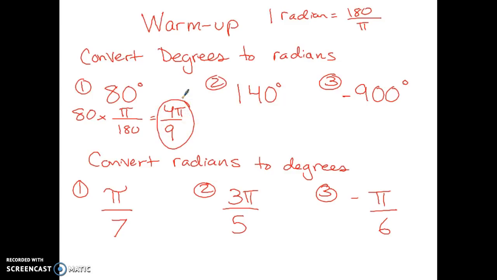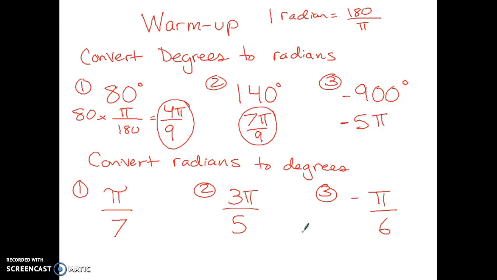Okay? So 140 divided by 180, reduce the fraction, 7 pi over 9. Now this one's negative, that's fine, we're just going to keep the negative with it. 900 divided by 180, and that is a nice whole number, 5. Just slap pi on it, and just keep the negative with it. Okay, and remember from last time, the negative just means direction.